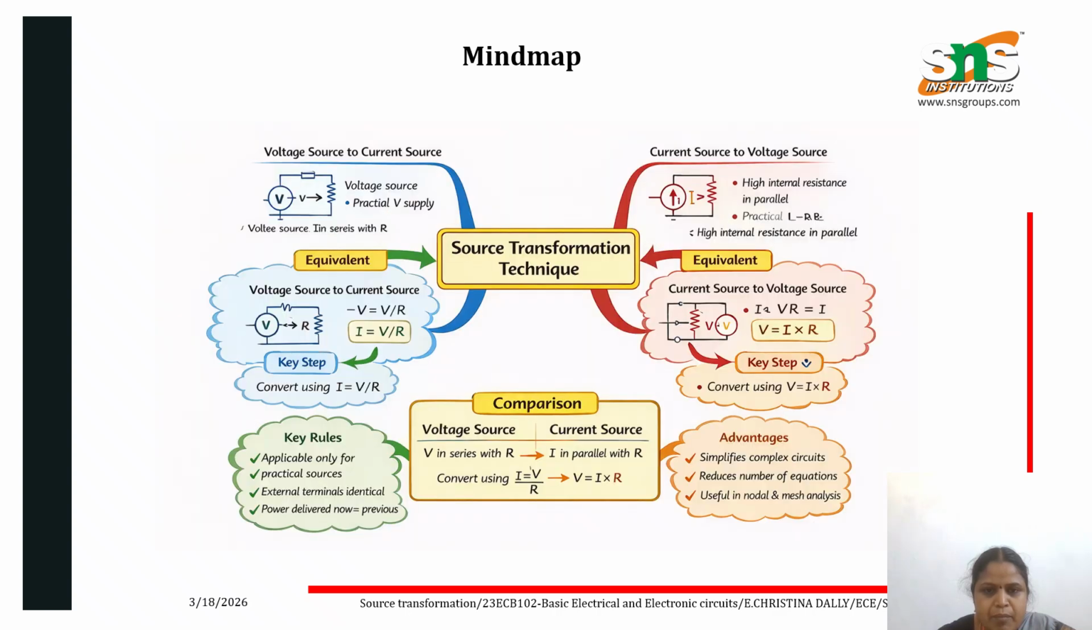This is the mind map. There is the source transformation technique, and an equivalent circuit. When we consider the voltage source, V is in series with resistance. For the current source, I is in parallel with R. Some of the rules are that it is applicable only for practical sources and the external terminals are identical. The advantages are that it simplifies the complex circuit, reduces the number of equations, and is very useful in nodal and mesh analysis.